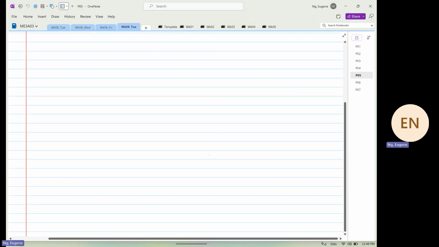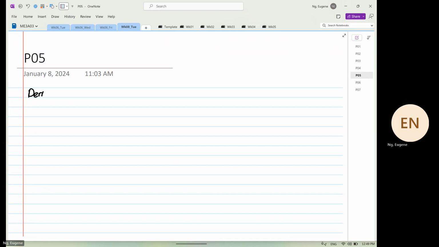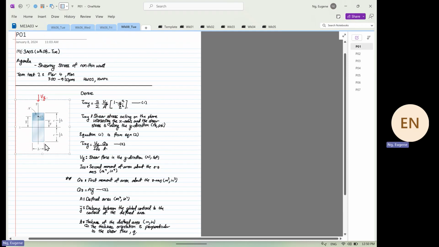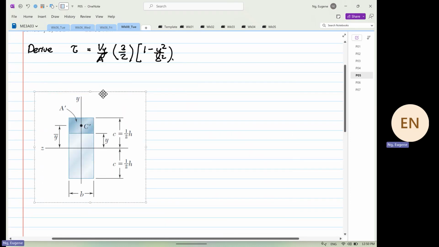So we are going back. We are going to derive our shear is equal to 3/2, I can't remember the function now, Vy over A. Three over two, and then we have 1 minus Y squared over c squared. So going back to this figure over here.